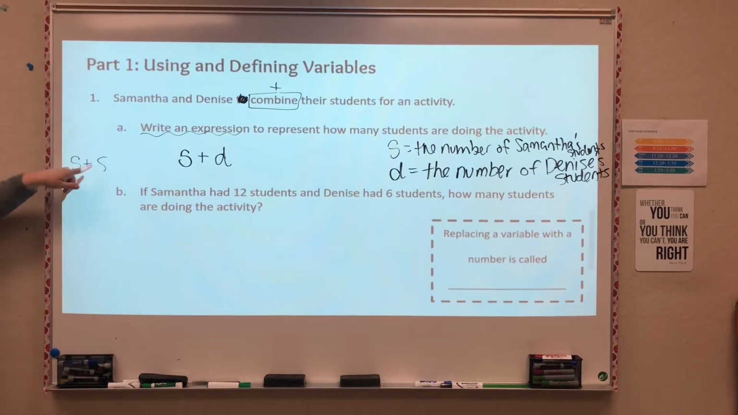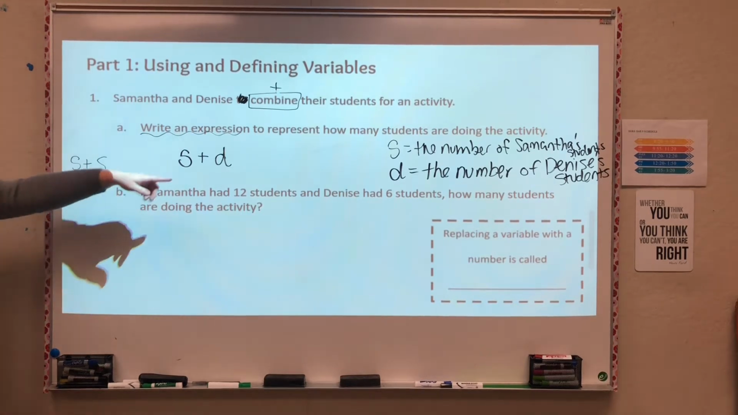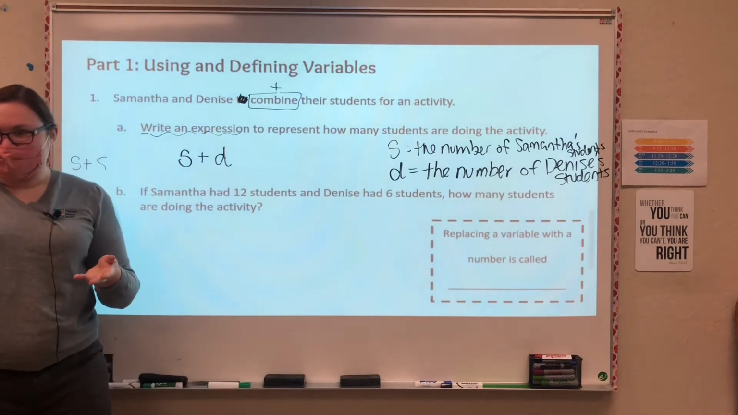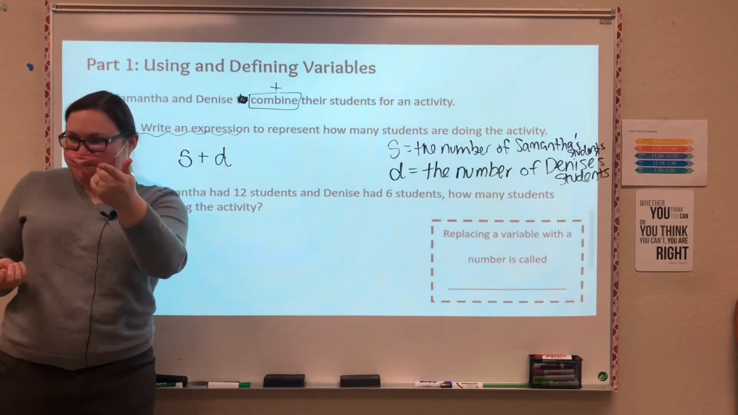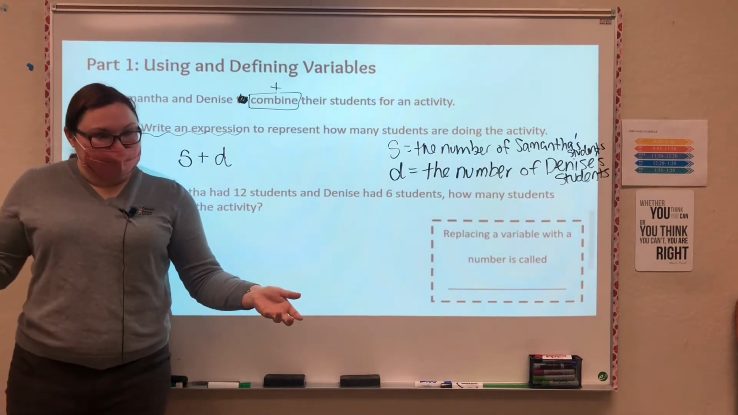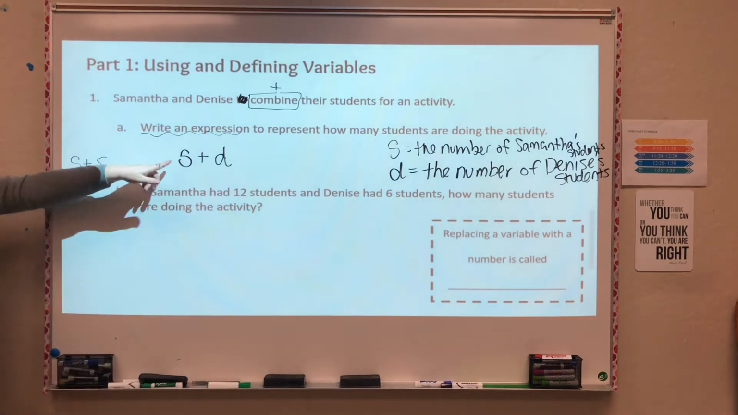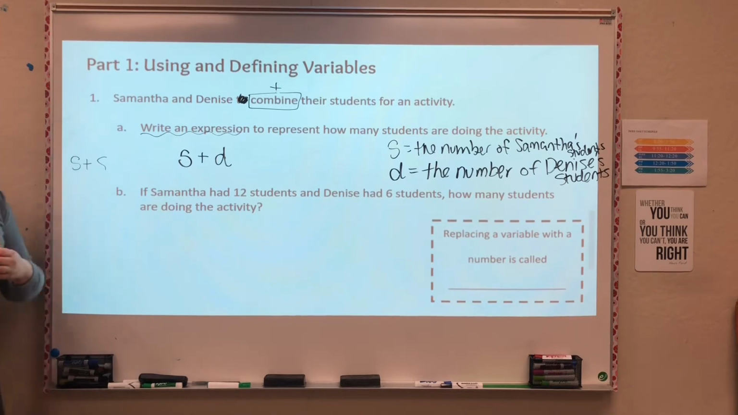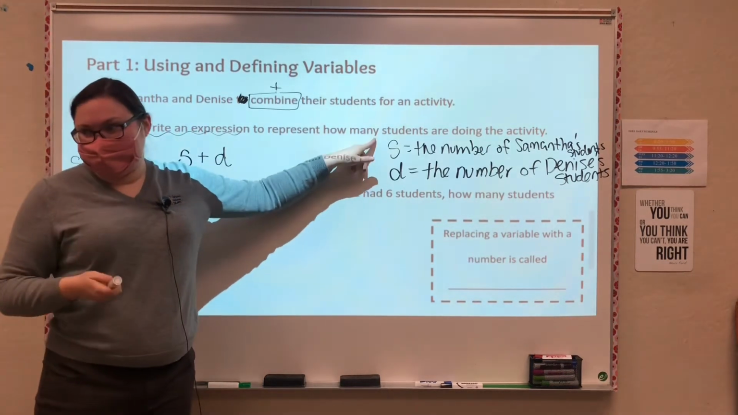If I'm using the same letter here, that means it represents the same person, the same thing. These are different things. Denise and I don't necessarily have the same students. Right now I have 3 and she has 0. So they can be different numbers. If they can be different numbers, you need different letters. And you also need to say what they represent over here.